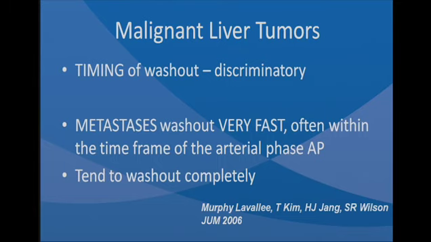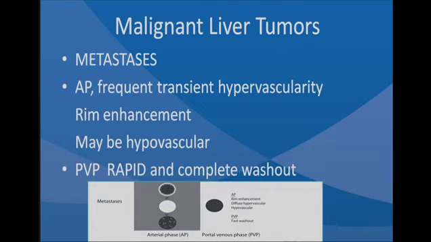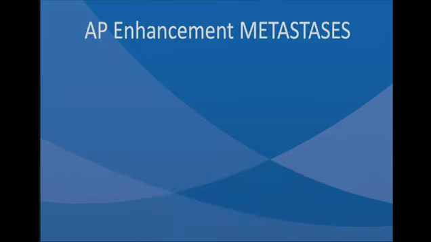And in a study performed in my laboratory in Toronto some years ago, we noted that metastases wash out very fast, often within the time frame of the arterial phase, and they tend to wash out completely. So if we come back to our schematic, we can see that in the arterial phase, shown in the box at the bottom of the page, these lesions can have variable morphology. They can show hypervascularity, they can show rim enhancement, or they may show hypovascularity. But regardless of their appearance in the arterial phase, in the portal venous phase, they show rapid and complete washout.